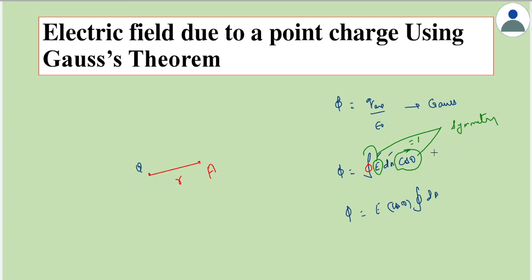So in this case, by common sense, we can take a sphere around this charge distribution, because for this point charge, the best fit Gaussian surface would be a sphere. So let's draw a sphere around the point charge and also ensure that the Gaussian surface is passing through the point charge. So let's draw the sphere. We have drawn a sphere as shown.